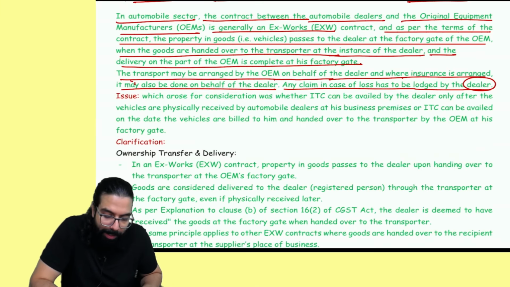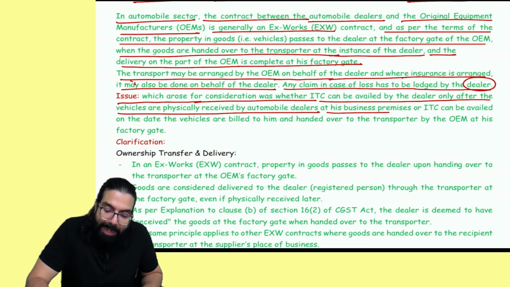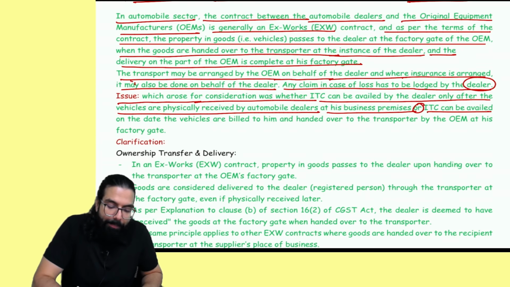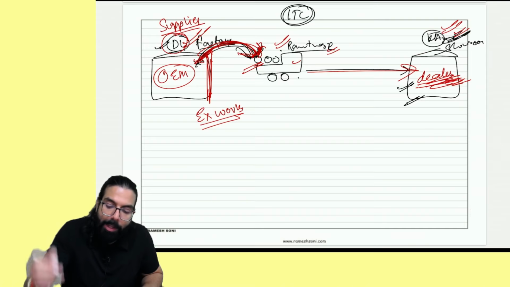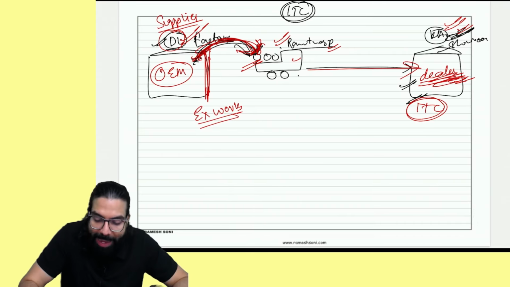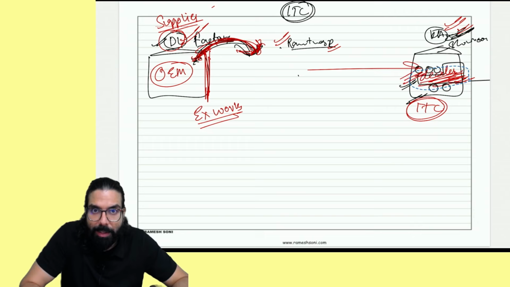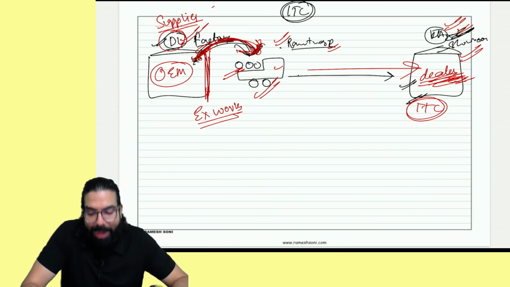So here the issue which arose for consideration is whether ITC can be availed by the dealer only after the vehicles are physically received at the business premises, or ITC can be availed on the date the vehicles are billed to him and handed over to the transporter by the OEM at his factory gate. So my question is, can this guy take the ITC when the goods actually reach here, when the truck actually reaches and the goods are received at the premises, or when the goods are handed over to the transporter only, can I take the ITC?